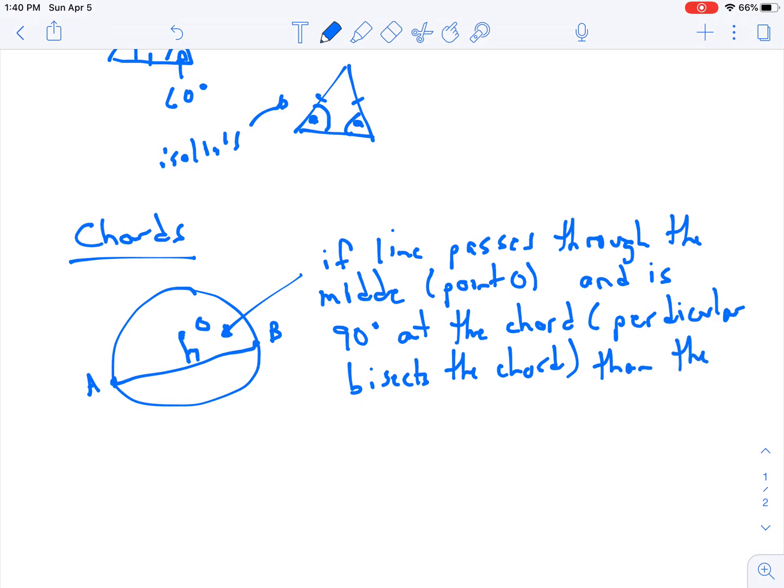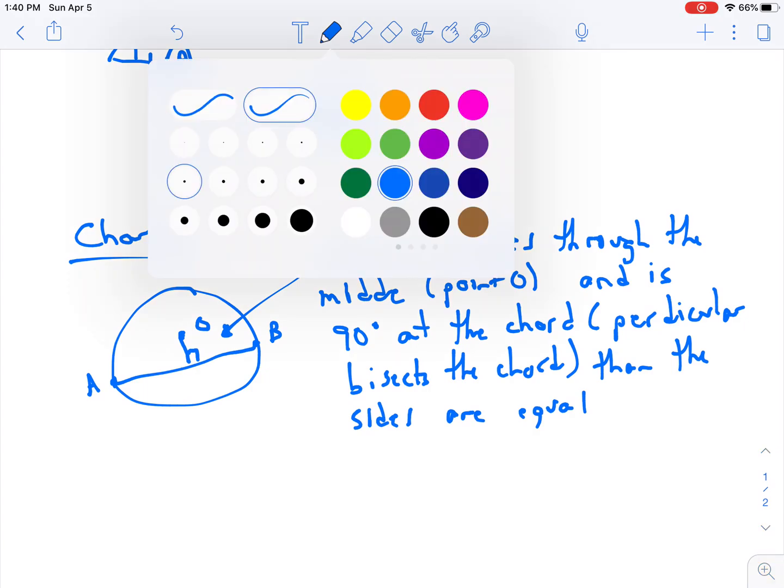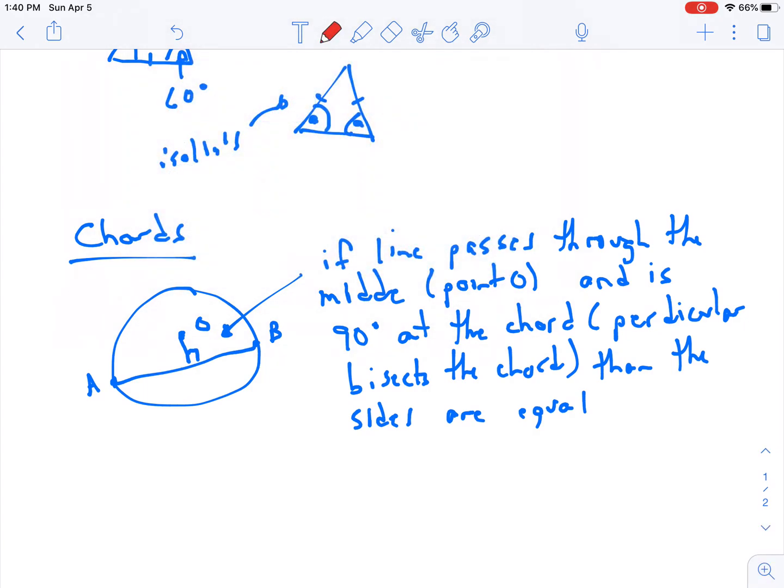Then the sides are equal. So I'm just going to put it in red so you can see what I'm doing here. But if I have this point here, which we can call P, it will divide line segment AP and line segment BP to be exactly the same length.